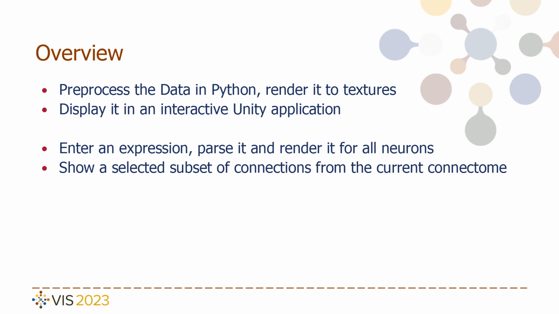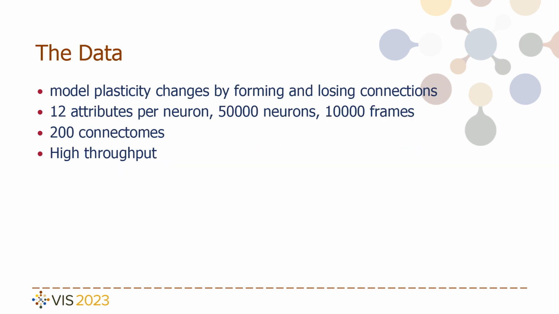And at the same time, we also render the connections as they are made and dissolved by the model. The dataset includes 4 ensembles, and each ensemble includes 10,000 captured frames for 50,000 neurons with 12 attributes for each neuron. This is quite a volume of data, and it also includes 200 connectomes for each ensemble, which describe which neuron is connected to which.